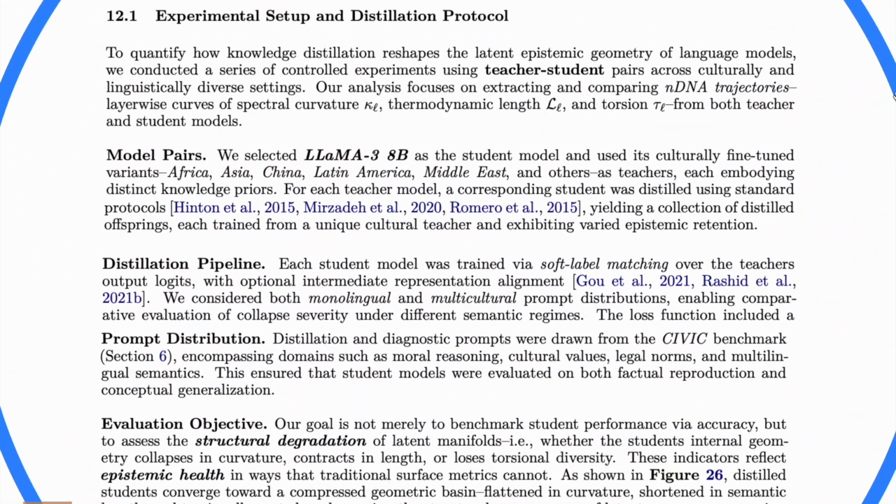Let's understand the distillation setup, what we did and why it matters. To see how distillation reshapes a model's internal geometry, we ran controlled teacher-student experiments and read them through nDNA. Our student was Llama 3 8B. Each teacher was a culturally fine-tuned variant: Africa, Asia, China, Latin America, the Middle East, and others, so every distilled offspring inherited a distinct cultural prior from its teacher.